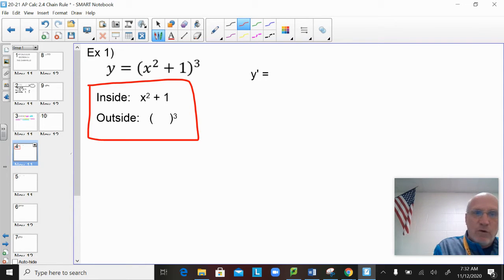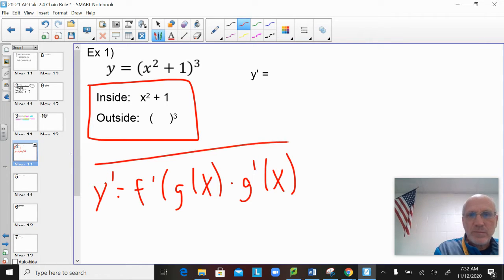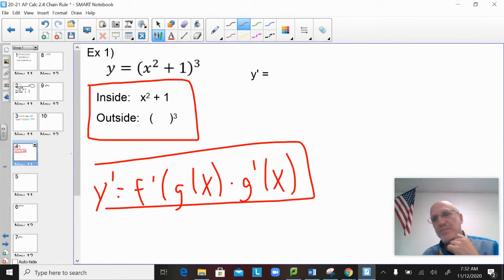Again, if you need the formula, y prime equals f prime of g of x times g prime of x. Okay, so y prime: the outside derivative of the inside unchanged. Well, we need to be comfortable with what that means. The outside function is something to the third power.